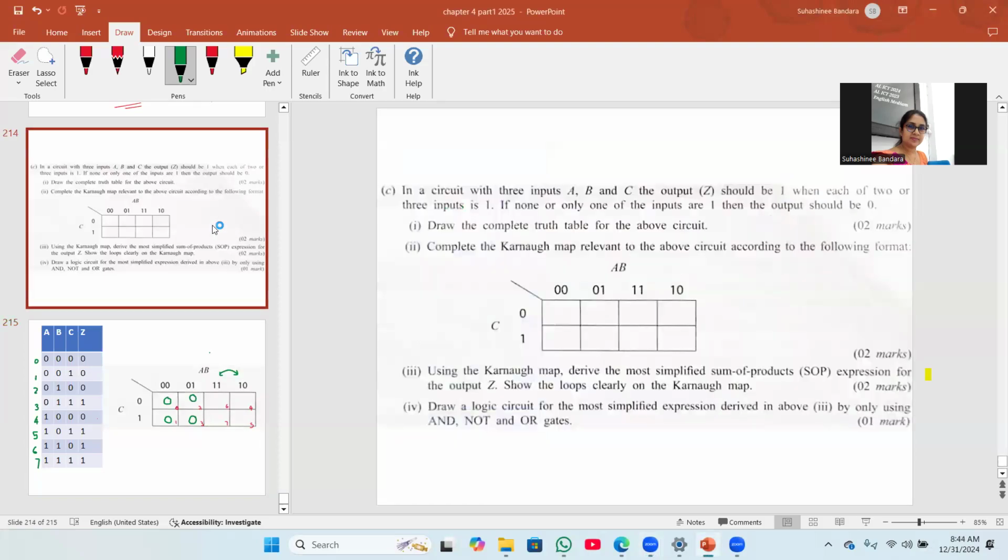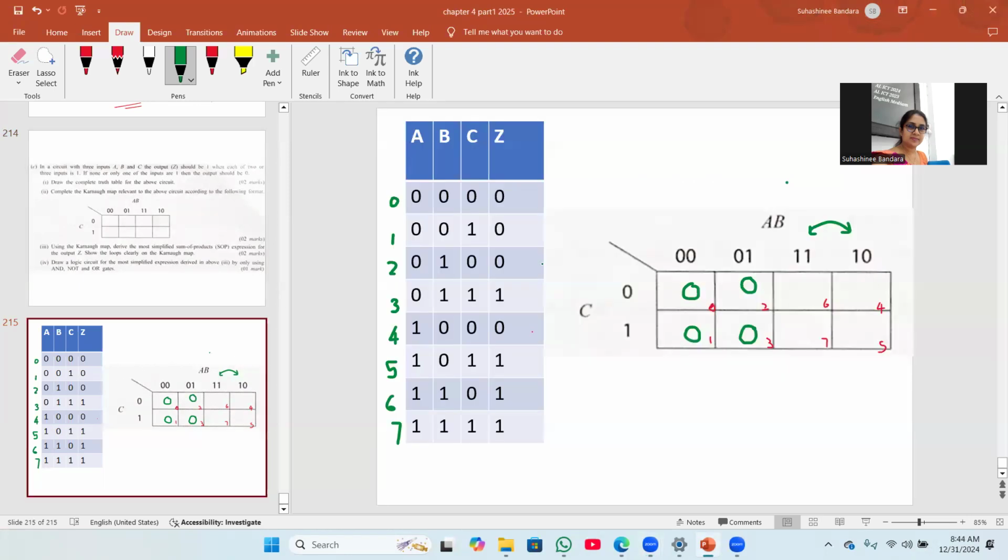Okay, 2024 question. Here they are asking us to complete the Karnaugh map relevant to the above circuit. So in the circuit, the output is on if three inputs are on, or if two inputs are on. The rest of the things are zero. So we get 1 for 3, 5, 6, 7.